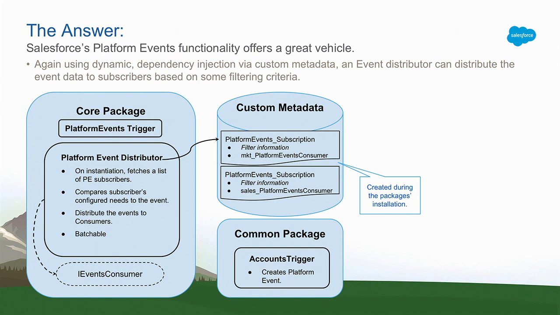It compares the subscribers' configured information, what do I want, and kind of filters on that. It's not going to send these consumers information that it doesn't want. And then it distributes the events off to the consumers.